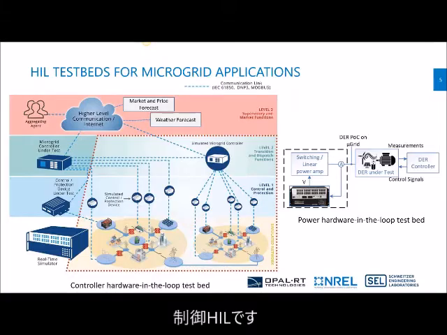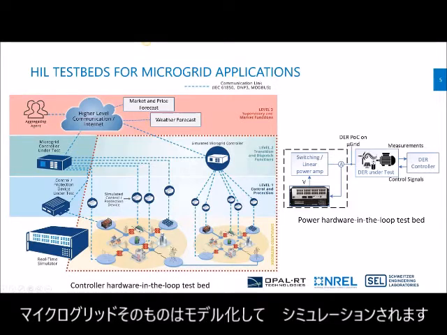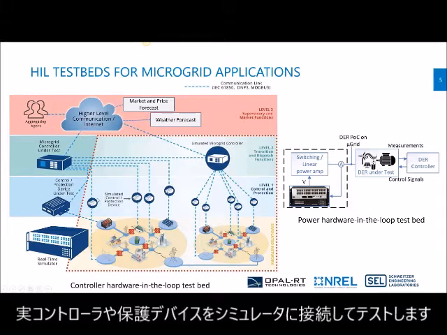beds. One is controller hardware in the loop, where we are able to test different levels of control functionality of a microgrid control system. So the microgrid itself would be modeled and simulated on the cores, and you'll have the first level of control, which includes local control and protection devices. You could either simulate those local control and protection devices or have actual hardware of a control and protection device connected to the real-time simulator.